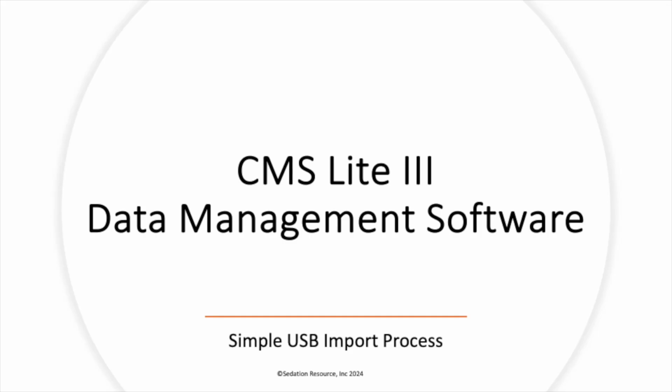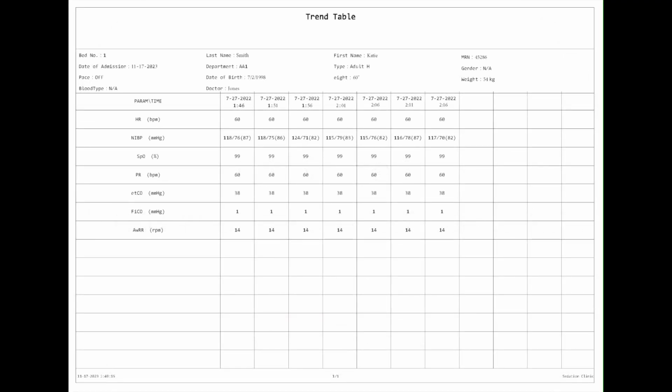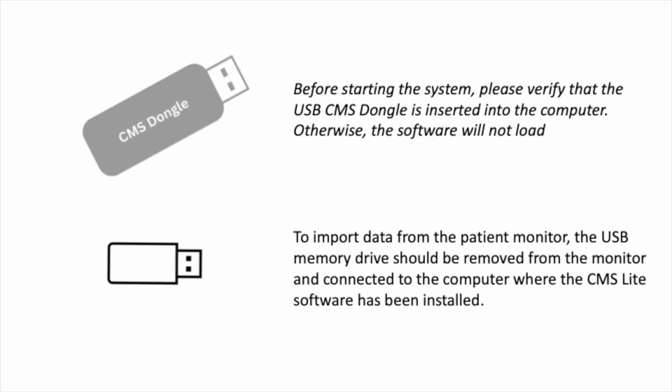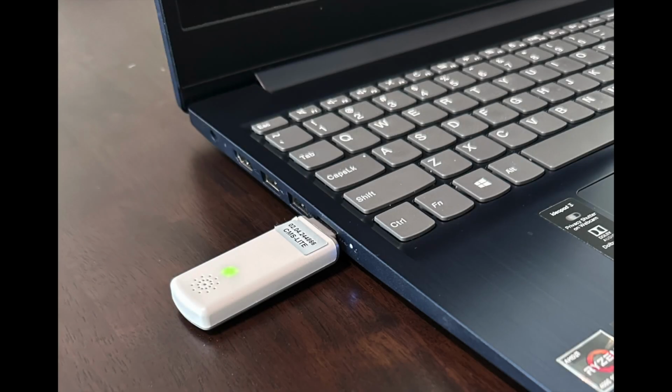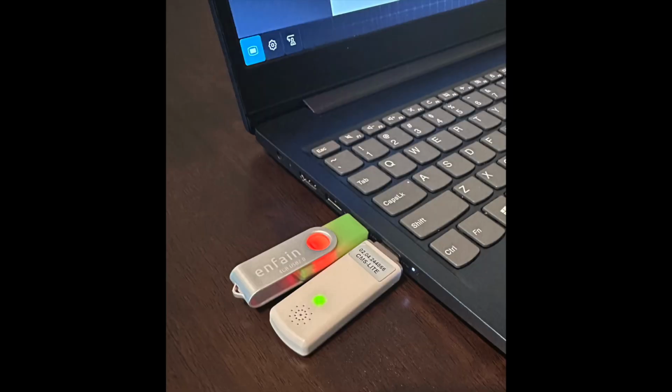This video will guide you through downloading patient data into the CMS Lite III data management software and ultimately saving it as a PDF. Before starting the CMS Lite software, be sure to place the CMS dongle into a USB port on the computer. When you're ready to start downloading patient data, remove the USB memory stick from the monitor and place it into a secondary USB port on the same computer.